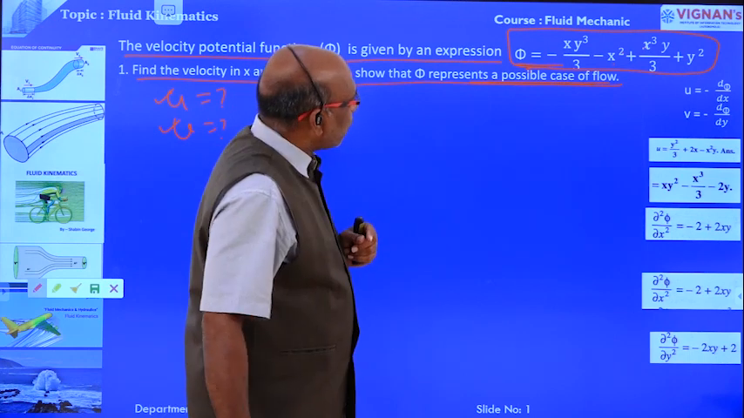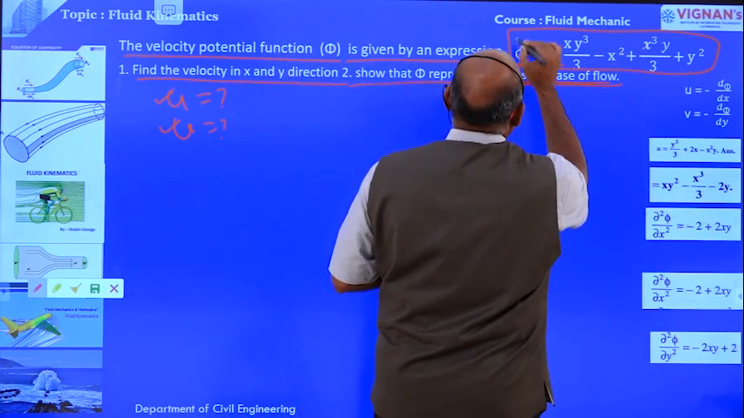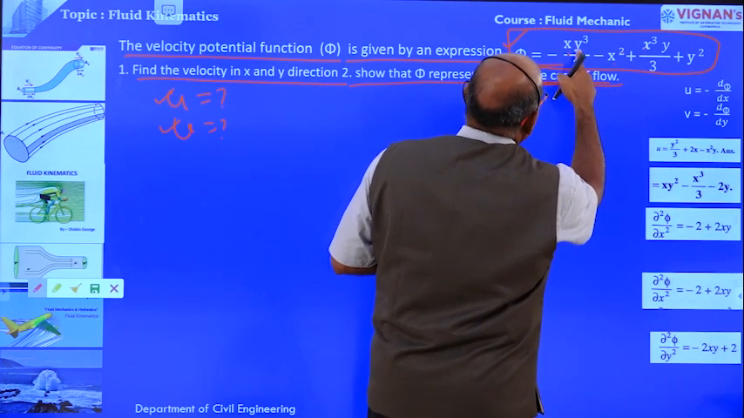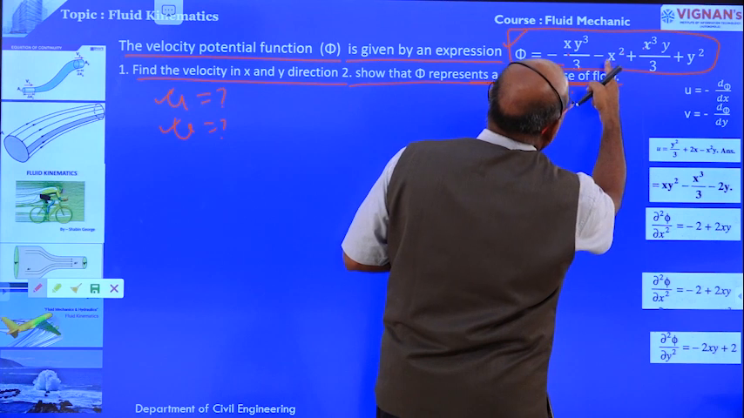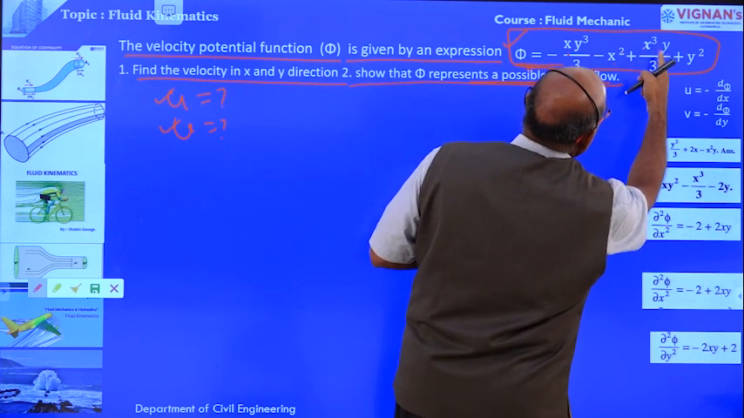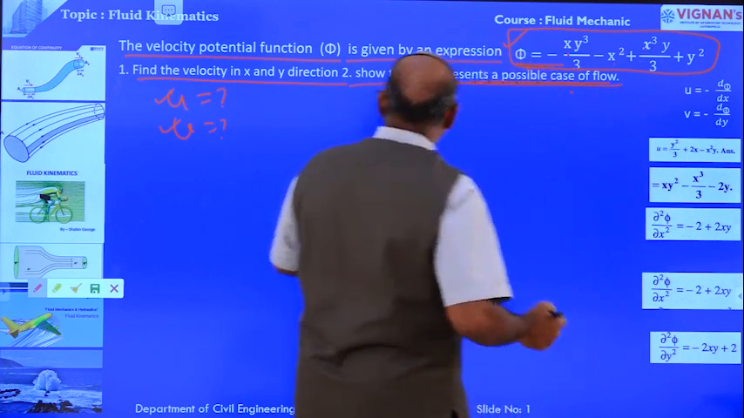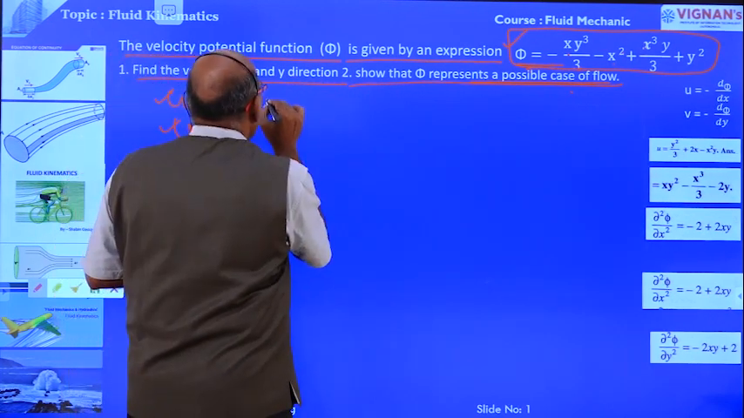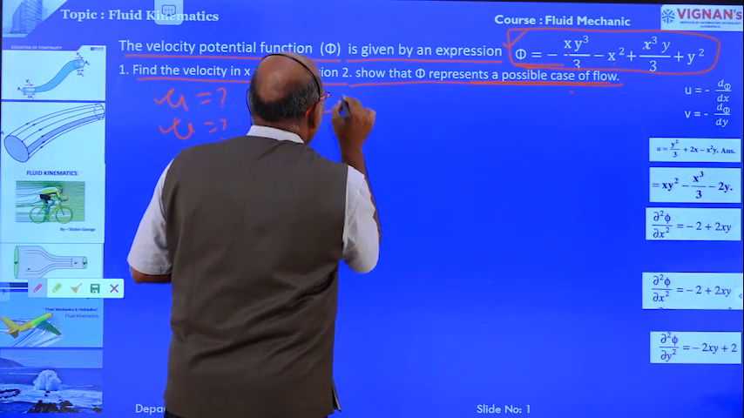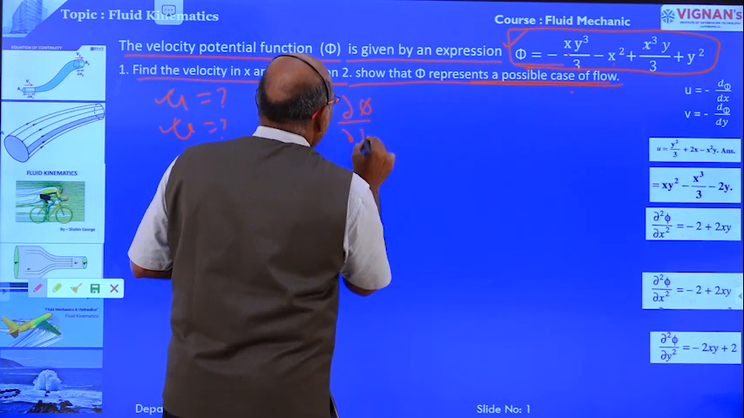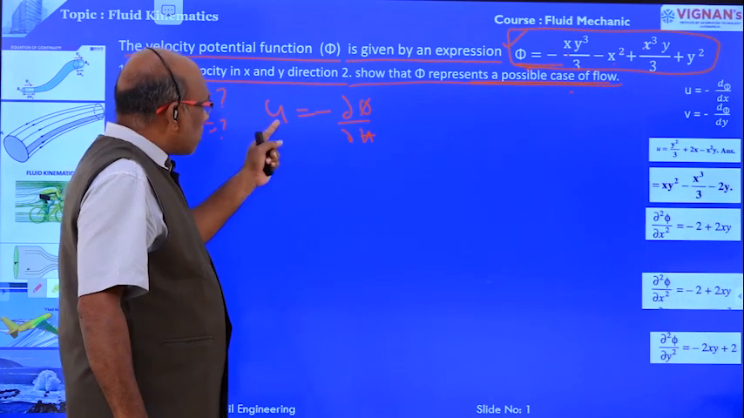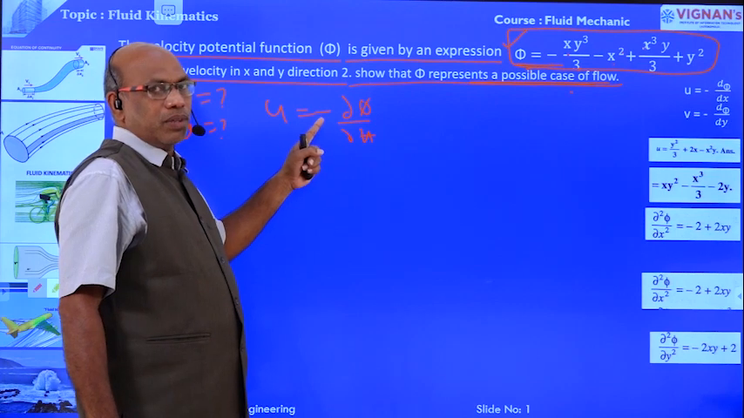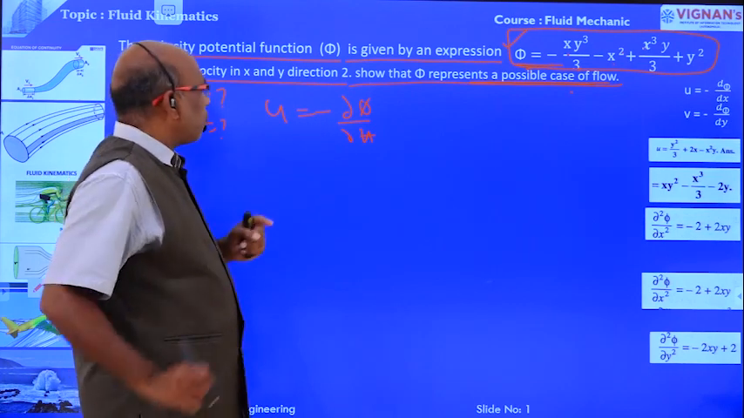Here, what they have given is the velocity potential function phi equal to xy cube by 3 minus x square plus x cube y by 3 plus y square. But we know one standard formula, that u is equal to minus dou phi by dou x. u is equal to minus dou phi by dou x. This is as per the definition, which I already explained to you.